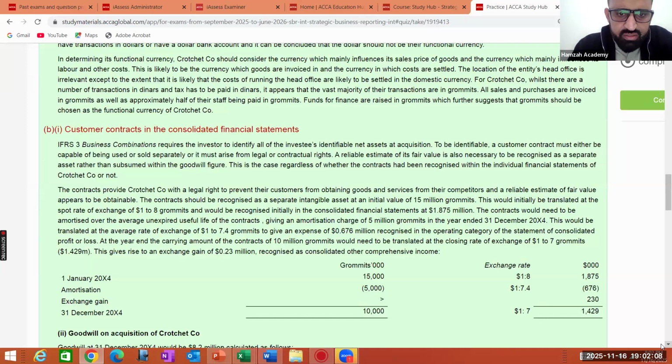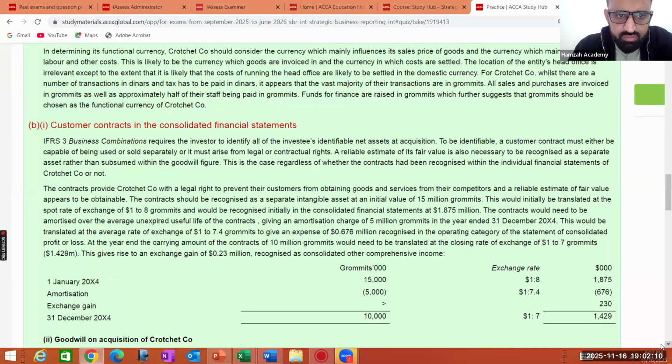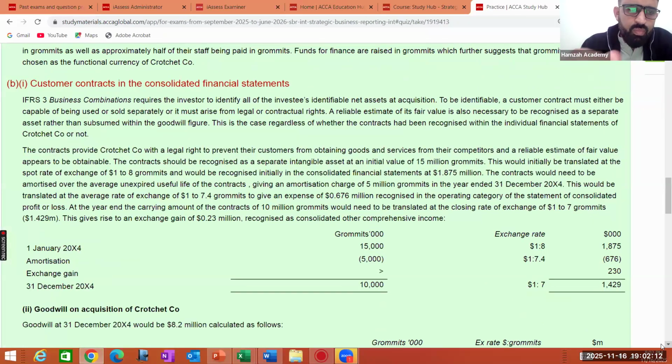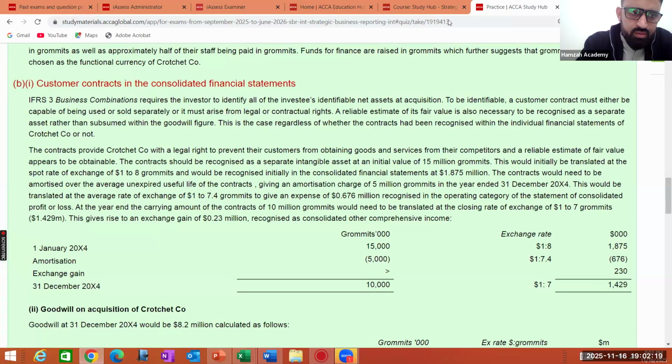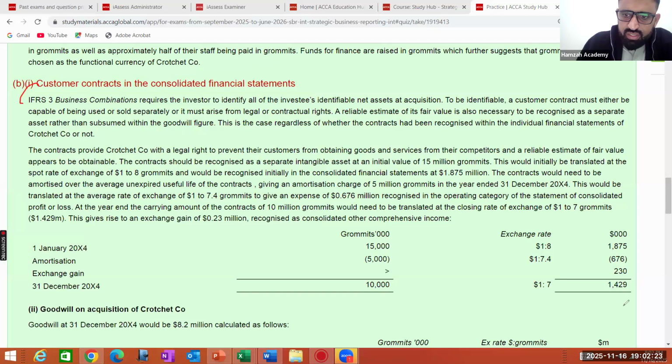Now, let me show you the answer. So till here we have the answer. Kindly read the answer, how the customer list at the date of acquisition should be accounted for in the group financial statement and subsequently.